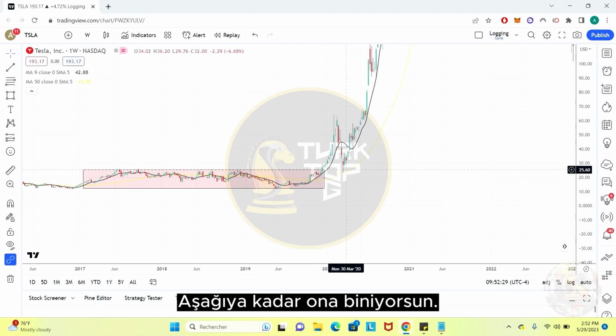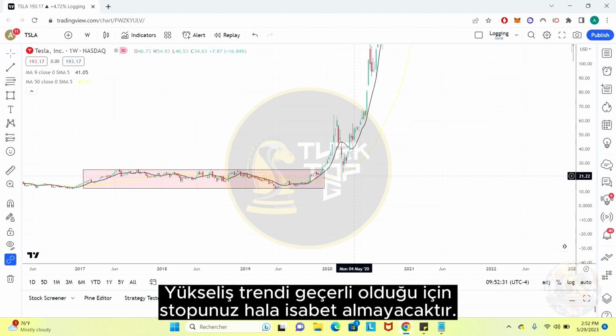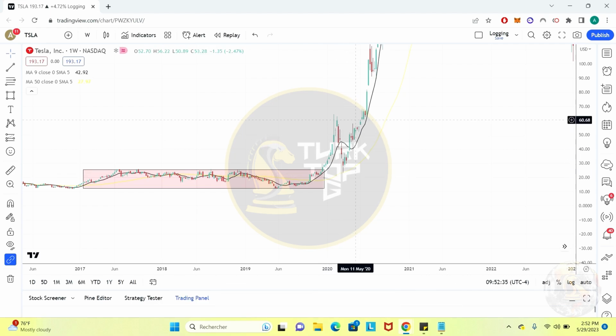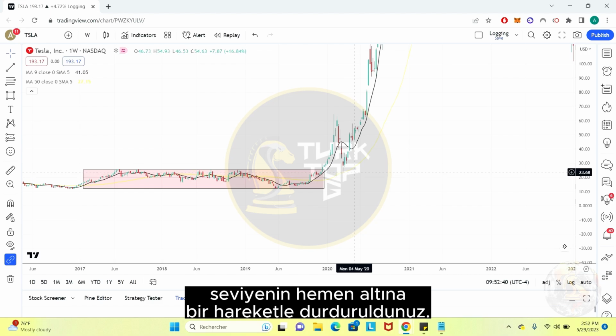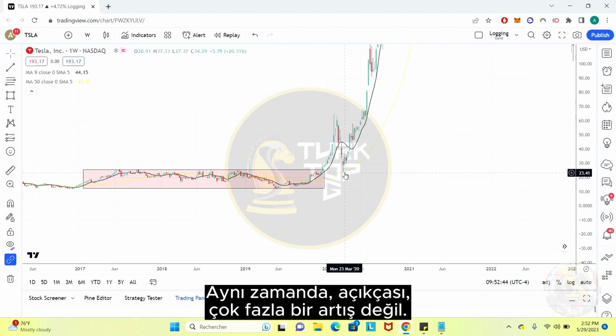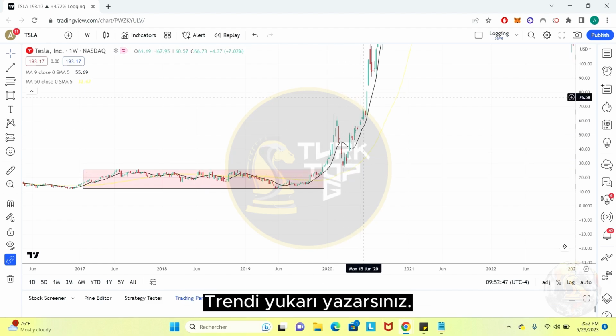COVID comes, you ride it all the way back down. Your stop still would not get hit because the uptrend is valid. Price goes back up again. Now your stop would have moved from this $22 area to right below this swing low around 23.5. At the same time, obviously not much of an increase. You ride the trend up.